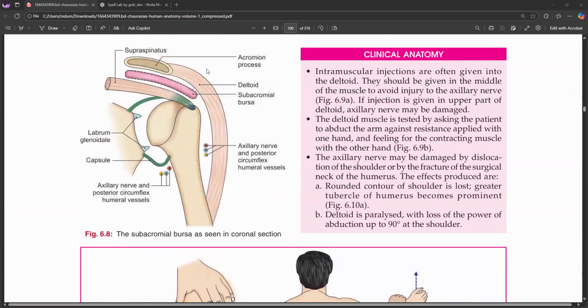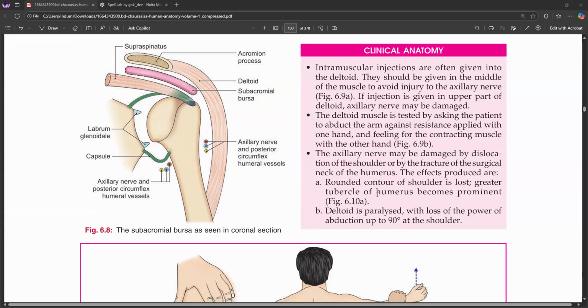Clinical anatomy. Intramuscular injections are often given into the deltoid. They should be given in the middle of the muscle to avoid injury to the axillary nerve. Figure 6.9a. If injection is given in upper part of the deltoid, axillary nerve may be damaged. The deltoid muscle is tested by asking the patient to abduct the arm against resistance applied with one hand and feeling for the contracting muscle with the other hand.